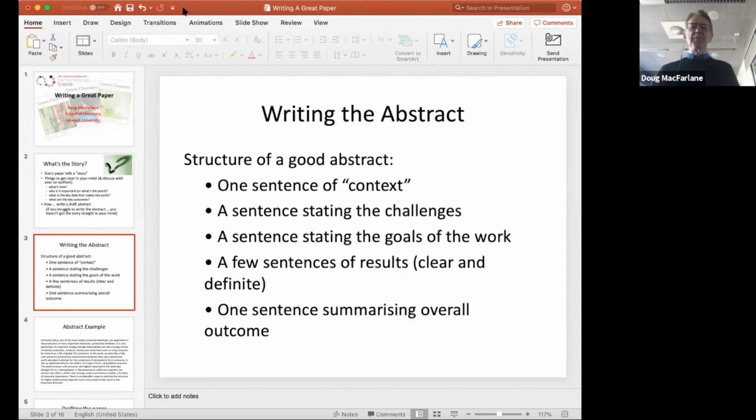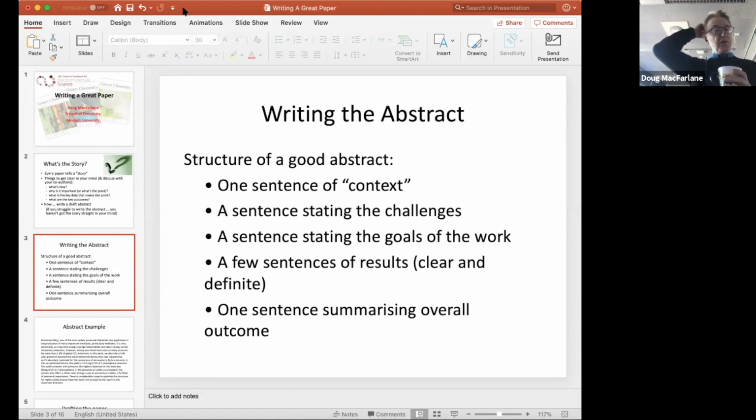So a good abstract has got a relatively clear-cut structure. You should try to follow this structure more or less. A sentence of context, in other words, that's the why is this important, what's it all about. A sentence stating the challenges that exist in that context. In other words, what is it that is missing from this field, or what is it that needs to be done in this context to make progress? And that could be massive societal progress, or that could be scientific progress in some way, or experimental progress. A sentence stating the goals, in other words, the challenge, and then what's your goal in addressing that challenge?